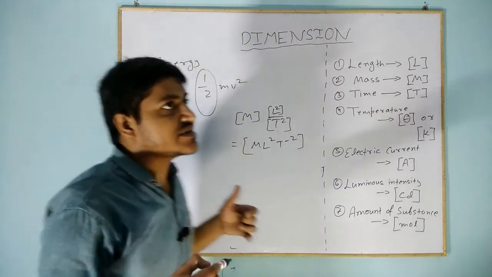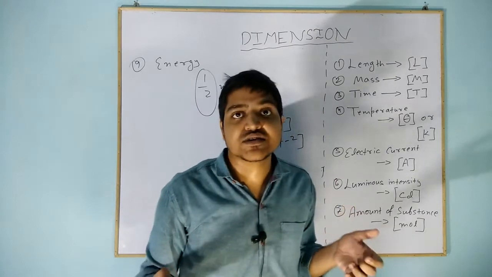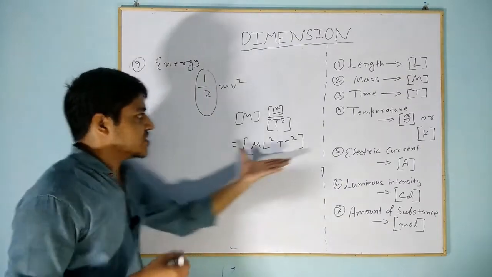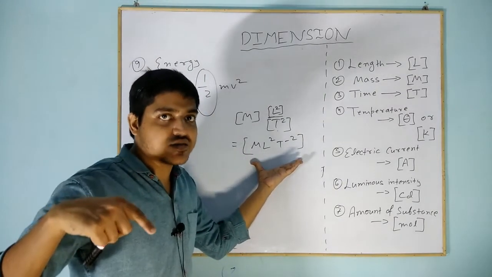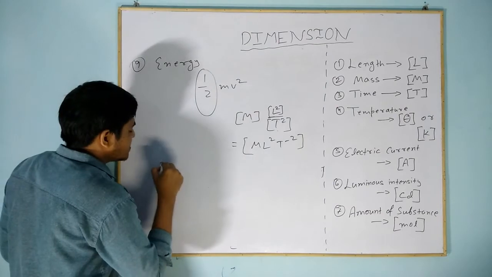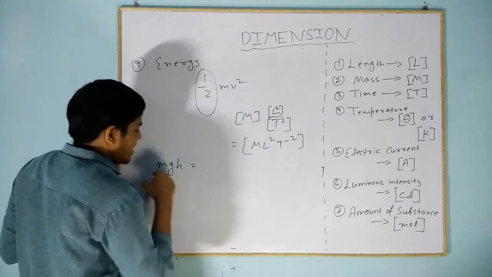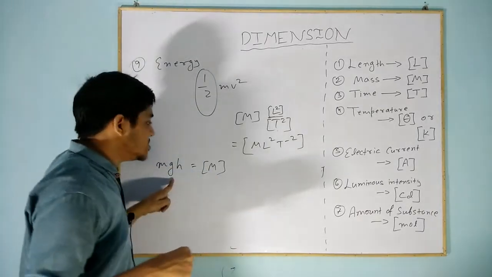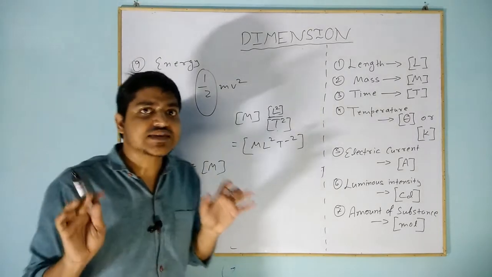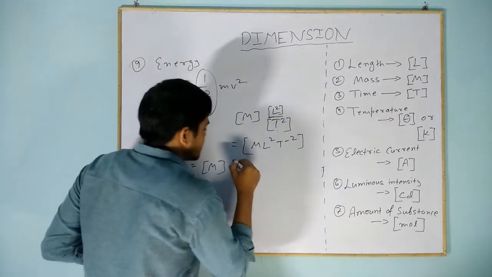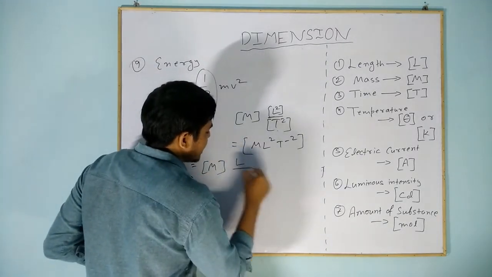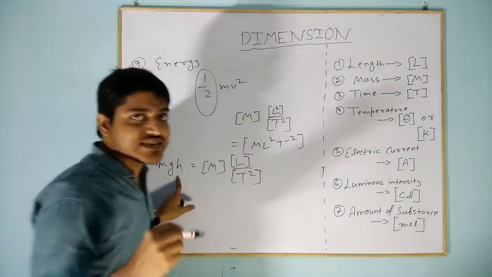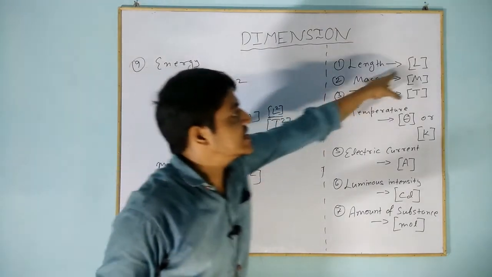If we had taken gravitational potential energy instead of kinetic energy, let's see the dimension. The final answer should be the same because both are energy, right? So gravitational potential energy, the formula is mgh. m is mass, which has dimension M. g is acceleration due to gravity, that means it is acceleration, right? So acceleration is meter per second square, L upon T square, right? And h is height, so it is a length, and length has dimension L.